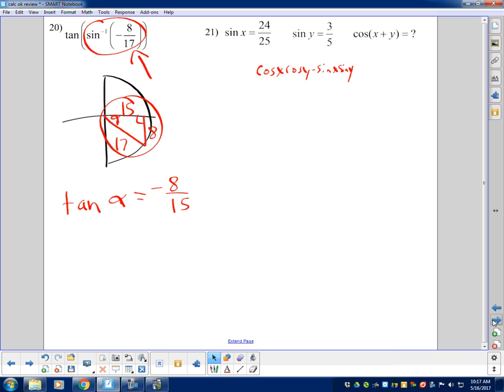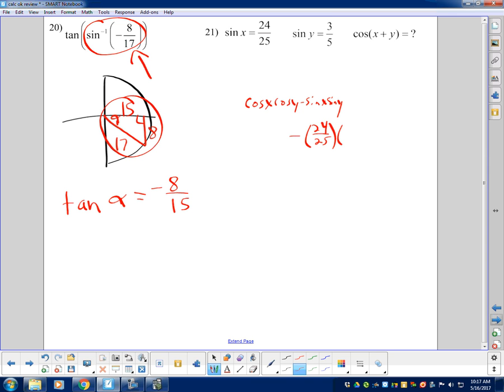Now, a little bit of work to do. We realize that we don't know cosine x or cosine y. We do know sine x is 24 over 25, and we do know sine of y is 3/5, but we don't know cosine x or cosine y. So we've got to do some drawing here, pictures. So for this one over here, sine x is 24 over 25. So that's 24 there. This is 25.